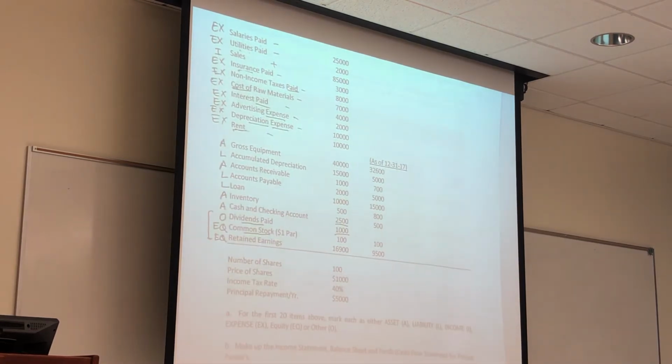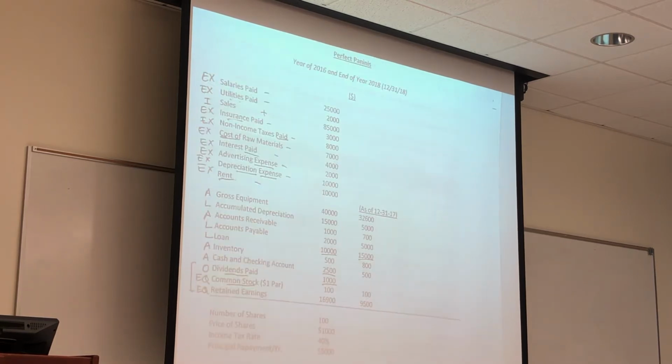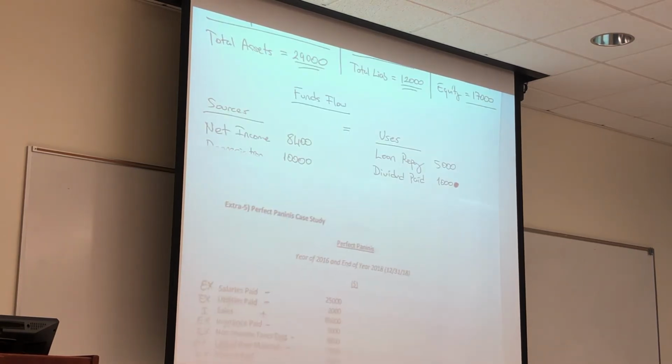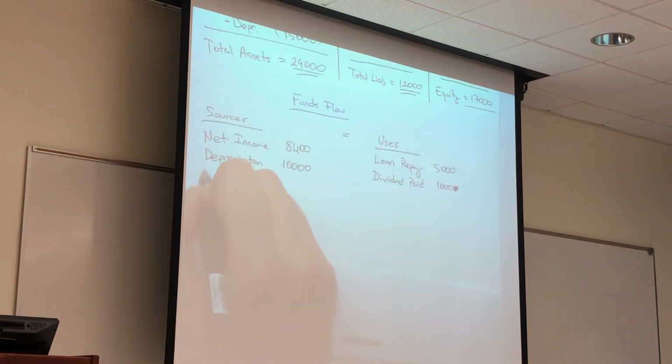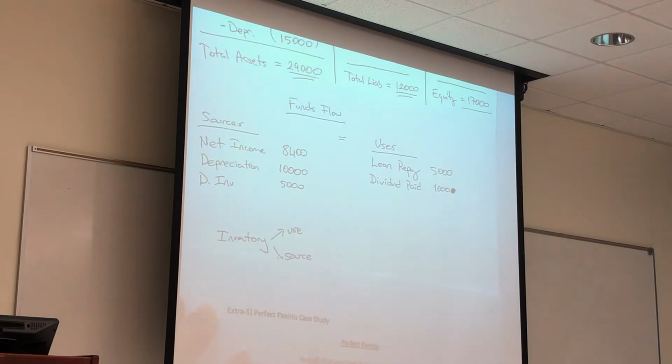Now there's the place to check. Inventory. Last year it was like this. This year it was like this. So it decreased by 5,000. If it's a decrease, what is it going to go to? The sources. Because we sold 5,000 units of inventory, we get money for that. So it's going to belong in here. So decrease in inventory by 5,000.